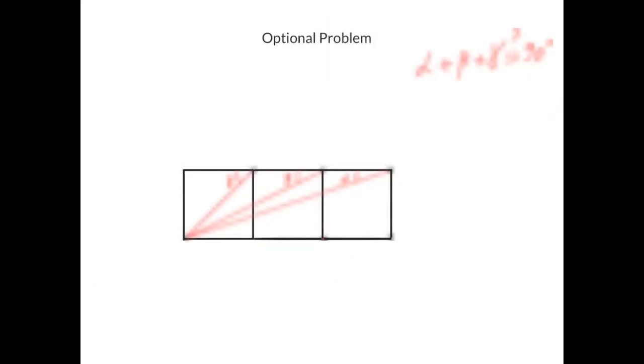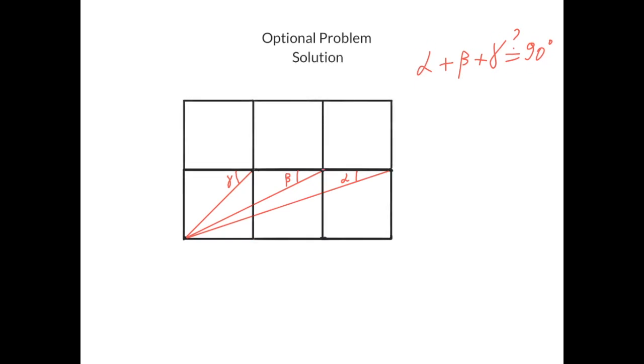Here's the optional problem. We have three squares next to one another, and we draw this line, and this line. We call this angle gamma, this angle beta, and this angle alpha, and we need to prove that alpha plus beta plus gamma is 90 degrees. And here's the solution. The first step of the solution is to construct 3 more squares as shown.